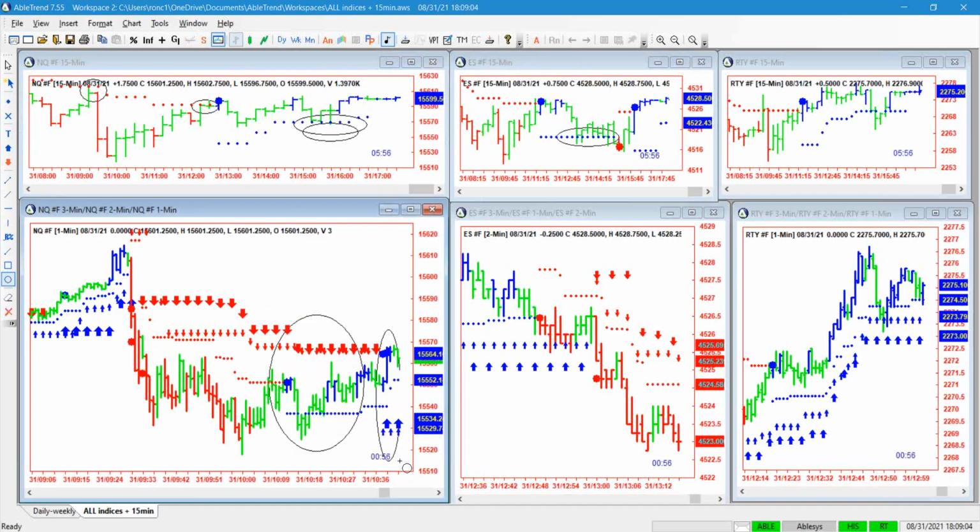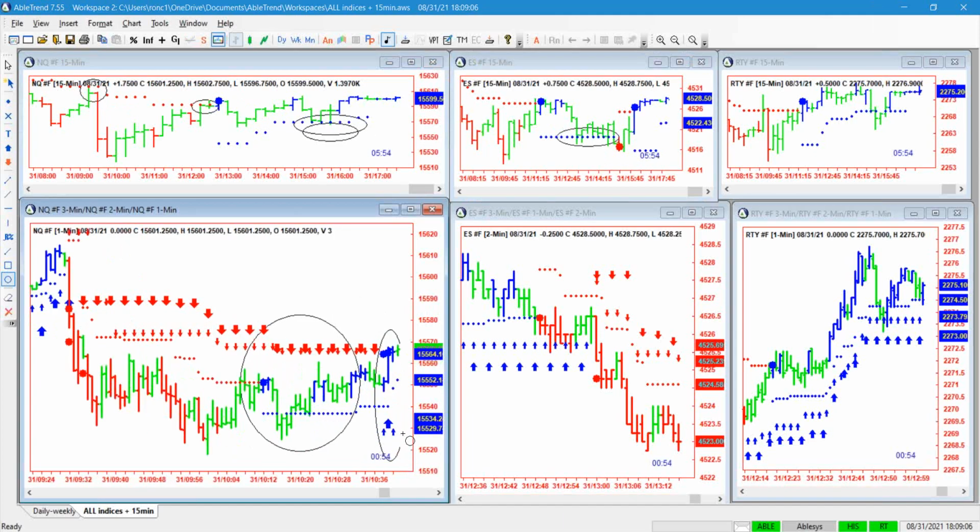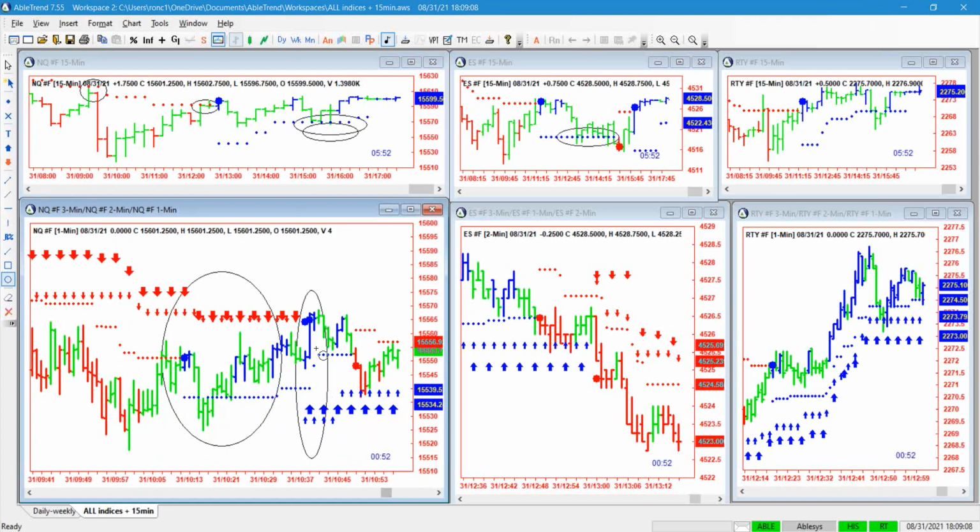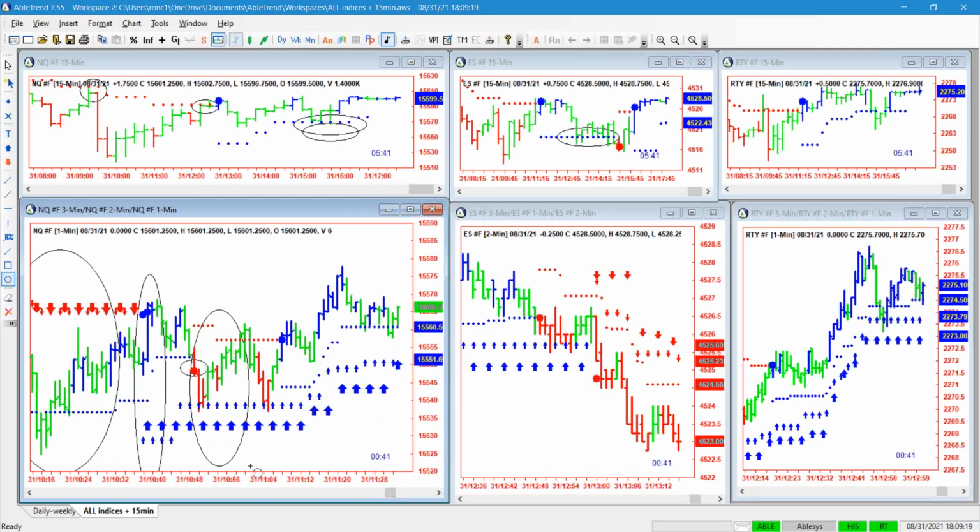Very clear cut and obvious triple confirmation trade. 1 minute buy signal, 2 minute buy signal, 3 minute buy signal. How'd we do? We lost. Turned around, it went the other way. All right, we lost on that first trade.